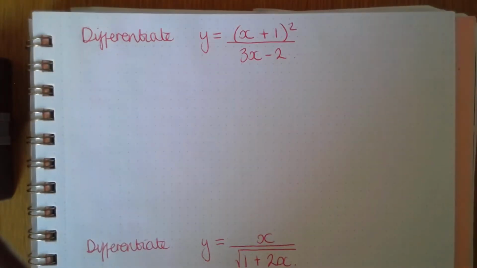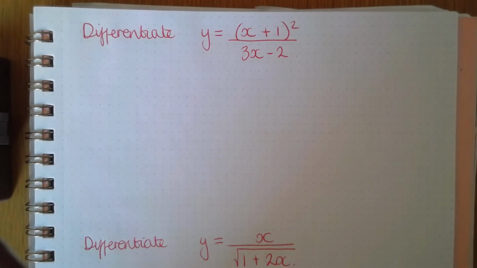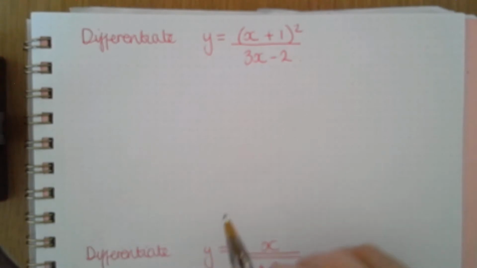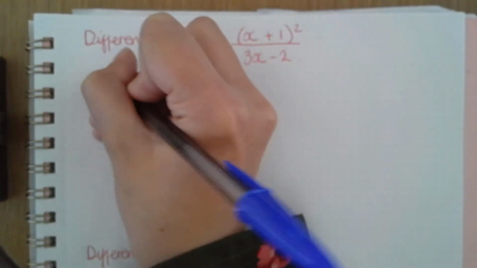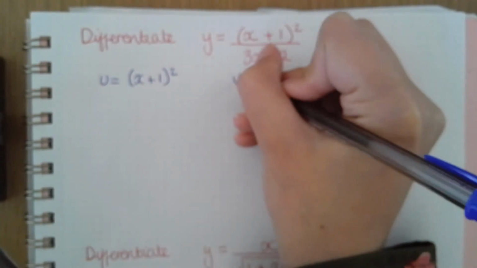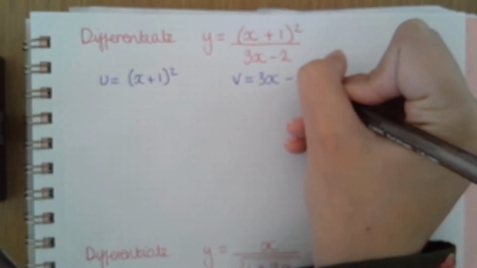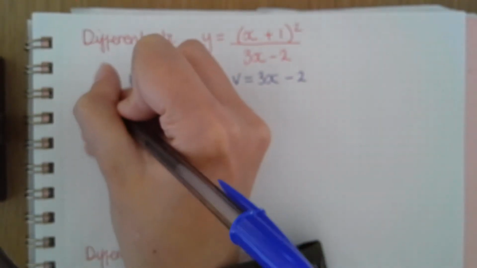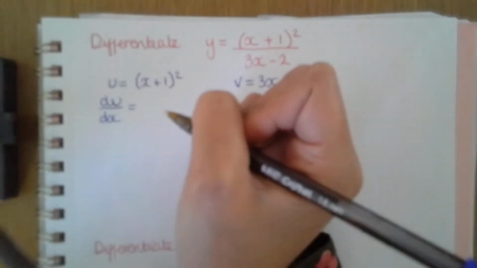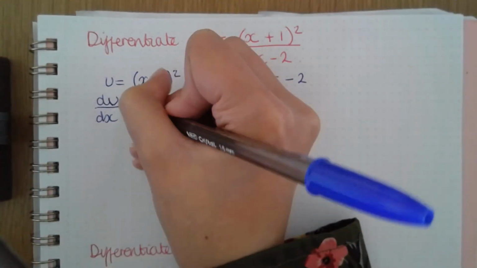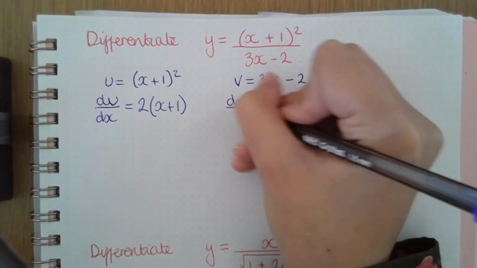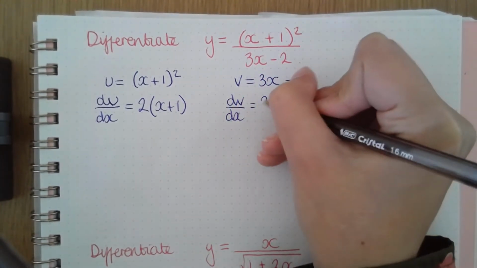So this is the first one that we're going to do. We've got y equals (x plus 1) all squared over 3x take away 2. So u is going to be my numerator, which is (x plus 1) all squared, and v is going to be my denominator, which is 3x take away 2. For du/dx, differentiate with respect to x, it's gone a bit blurry, I'm going to use the chain rule, so it's 2 bracket (x plus 1), take 1 from the power is just 1. dv/dx, when I differentiate this, I just get 3.